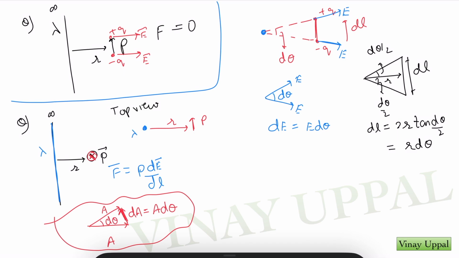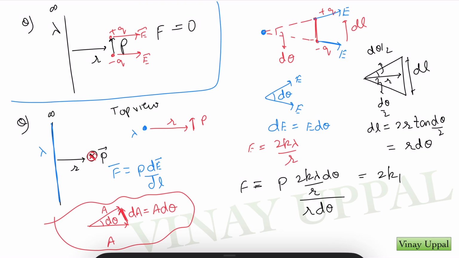Alright, so now it's very straightforward. I know dE is e d theta. And what is electric field? The magnitude of electric field is simply 2k lambda by r. And I know dl is r d theta. So all I have to do is substitute it here, and the force would be equal to P times d theta divided by dl, which is r d theta. So this will be 2kp lambda by r square. So this will be the magnitude of the force.